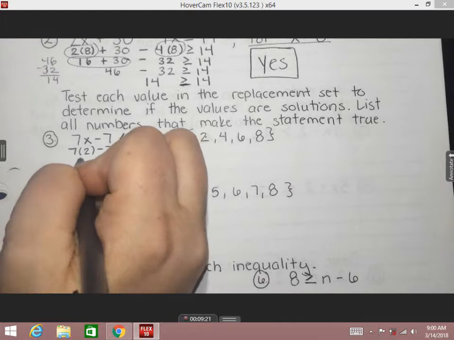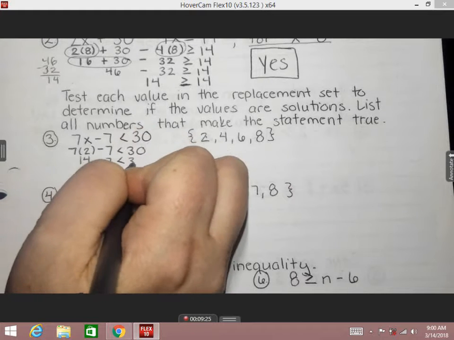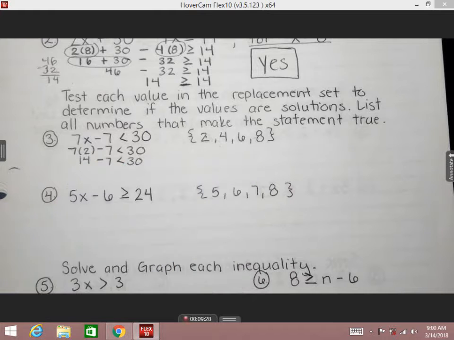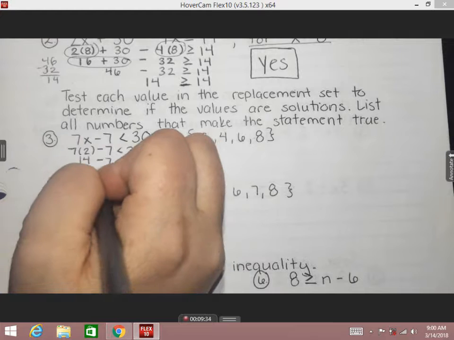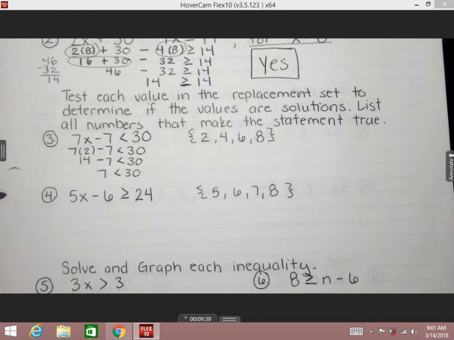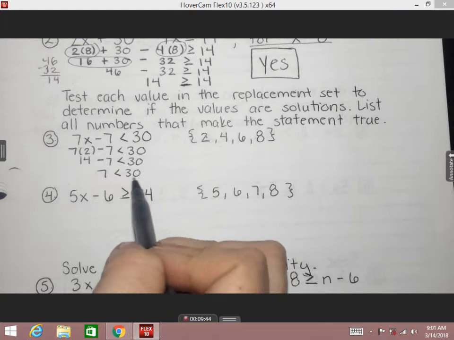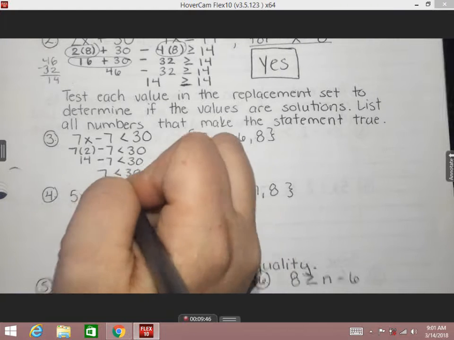So 7 times 2 is 14 minus 7 is less than 30. All right, 14 minus 7. Can we work that out? What do we get there, Cameron? 7. So it says 7 is less than 30. Now, guys, our question is, is that true? Is 7 less than 30? Yes. Remember, you can also look: is your alligator eating the big number? Yes. So, guys, that worked.